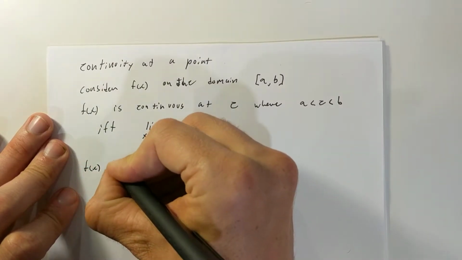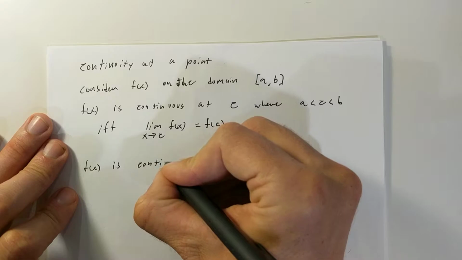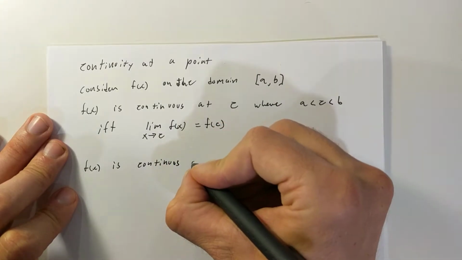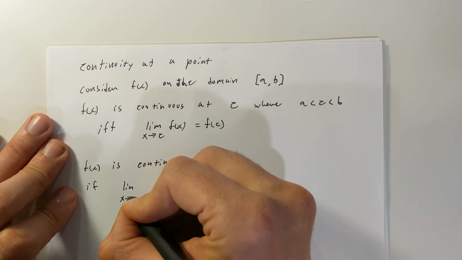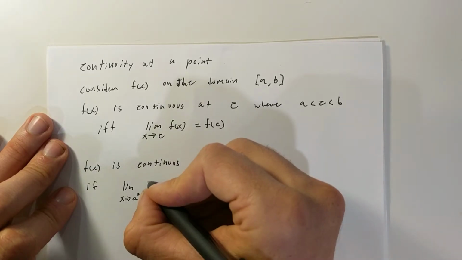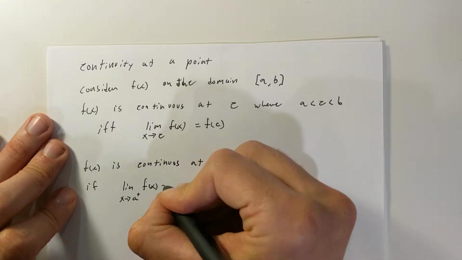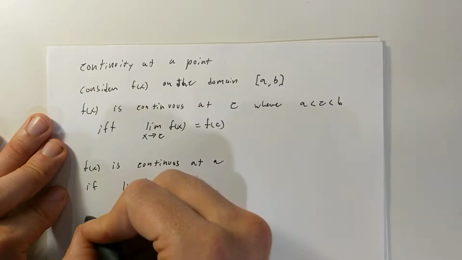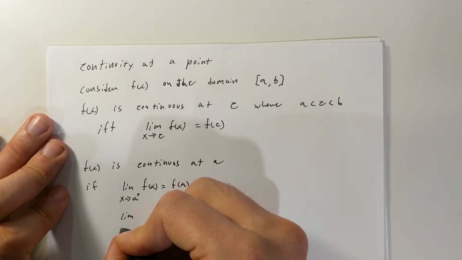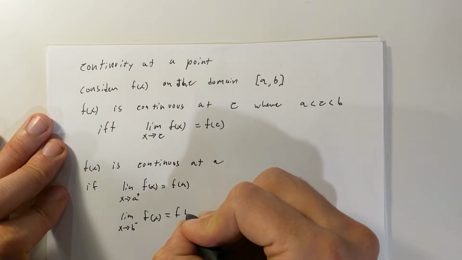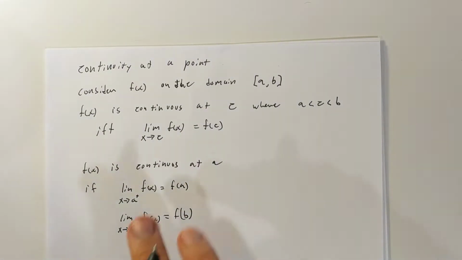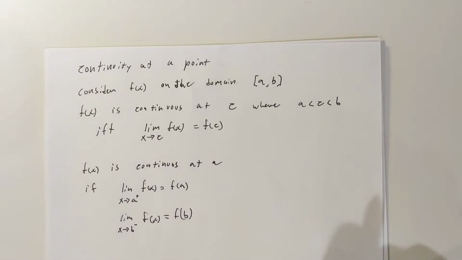Also, f is continuous at a if the limit as x approaches a from the positive side of f of x is equal to f of a, and then likewise the limit as x approaches b from the negative side is equal to f of b, would be continuous at b. So basically those are continuous at endpoints.